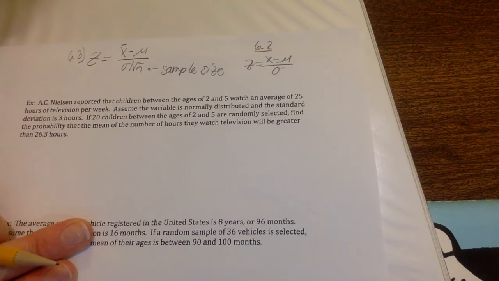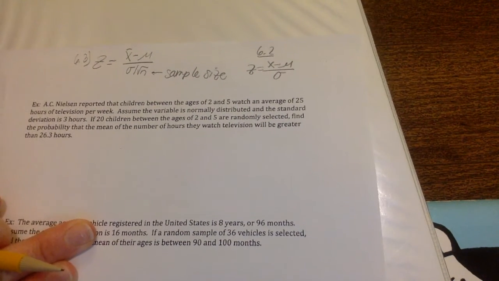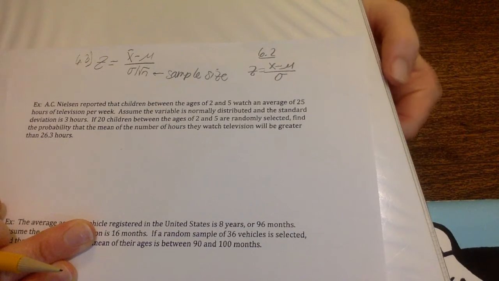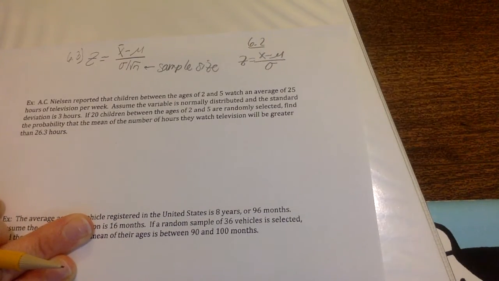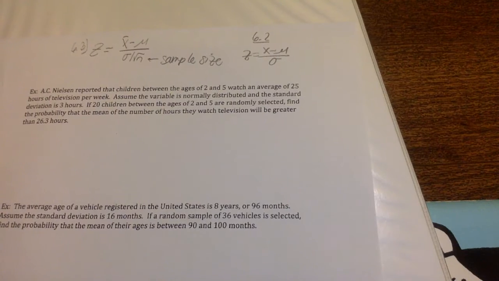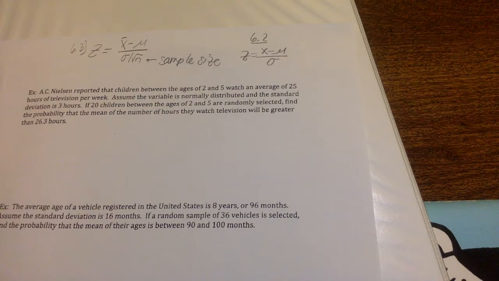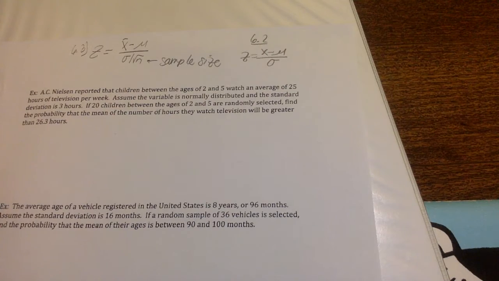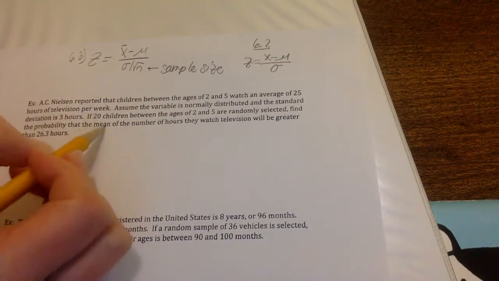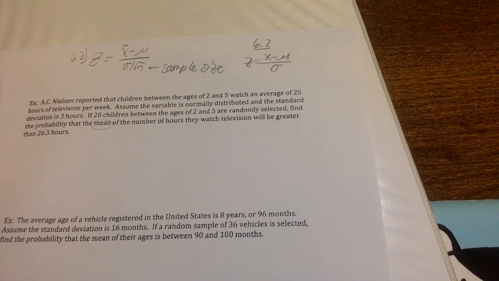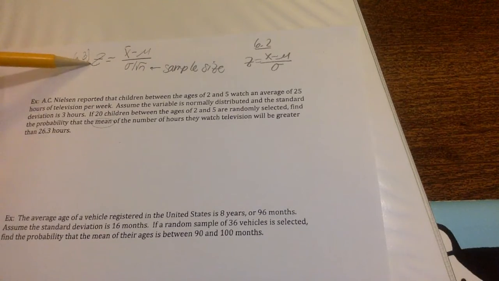So again, most people kind of worry, how do I know when to use which one? All right, so here's how you're going to know the difference. So this problem says A.C. Nielsen reported that children between the ages of 2 and 5 watch an average of 25 hours of television per week. Assume the variable is normally distributed and the standard deviation is 3 hours. If 20 children between the ages of 2 and 5 are randomly selected, find the probability that the mean number of hours. So here's how you know to use 6.3.